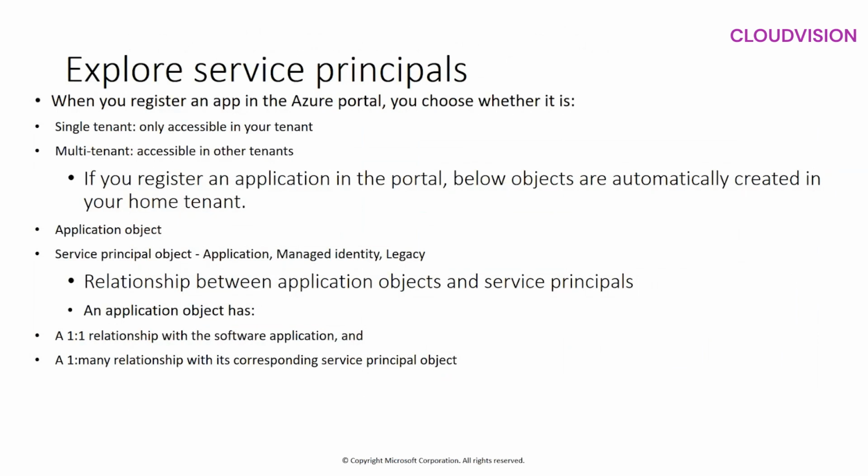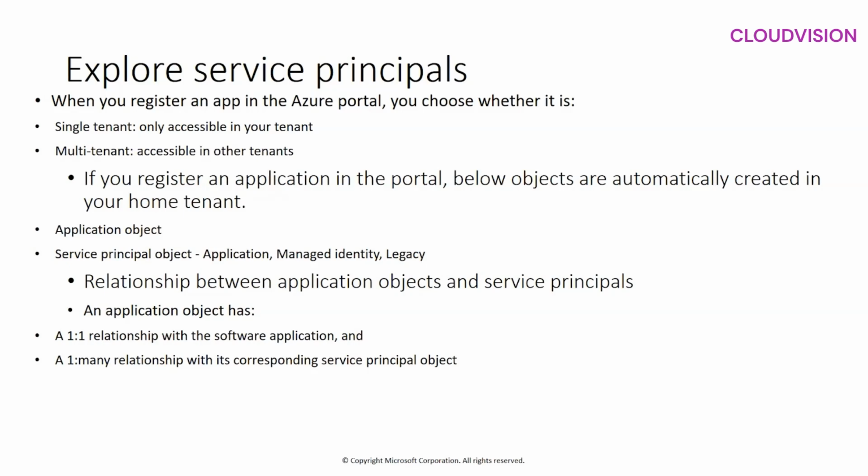So once we understand that, you need to understand the concept of service principal. Service principal basically is an identity to which permissions can be granted, right? So user is an identity to which permissions can be granted. Group is an identity to which permissions are granted. Role is an identity to which permission is granted. And service principal is also an identity to which permissions are granted.